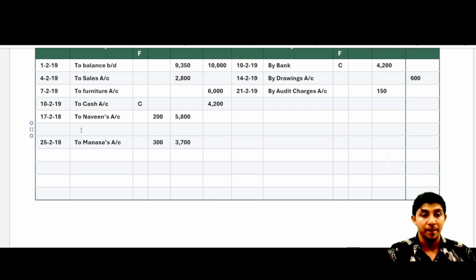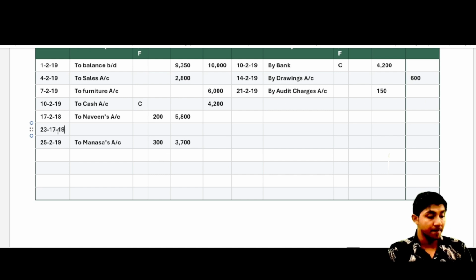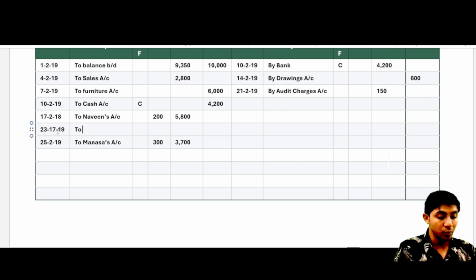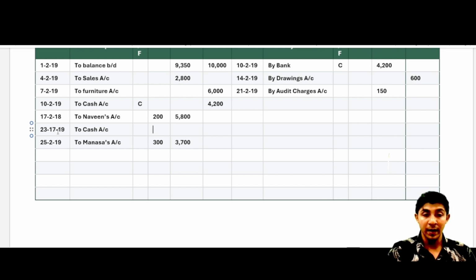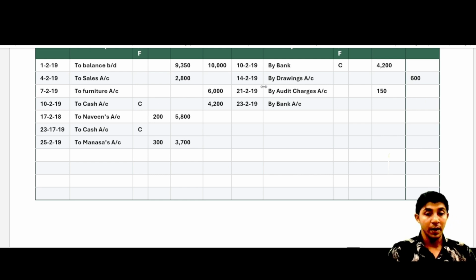So here we will write to cash on 23rd February 2019, and here we will write to cash account, and in the LF column we will write C. Now since to cash came here, by bank comes on the credit side according to the journal entry. 23rd February 2019. Here you write by bank, by bank account as per our journal entry, and in the LF column we will write the date.